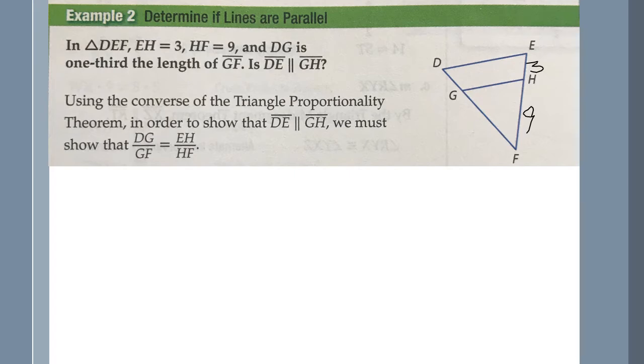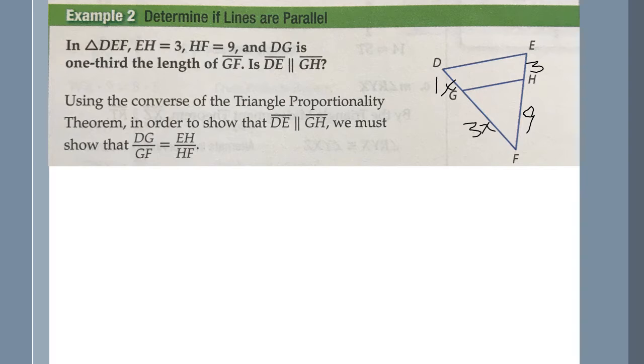Now, DG is 1/3 the length of GF. So this is a relationship of 1 to 3. It doesn't matter, 1x, 3x. We don't need to know those lengths. We just need to know we get the same cross multiplication. So here's what we know. Is DE parallel to GH?